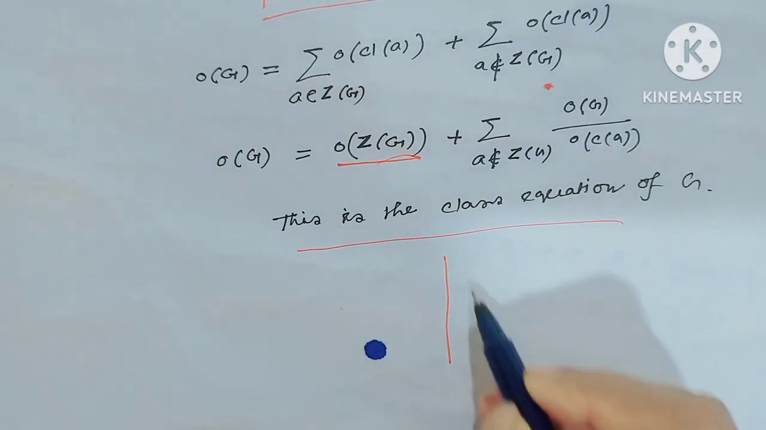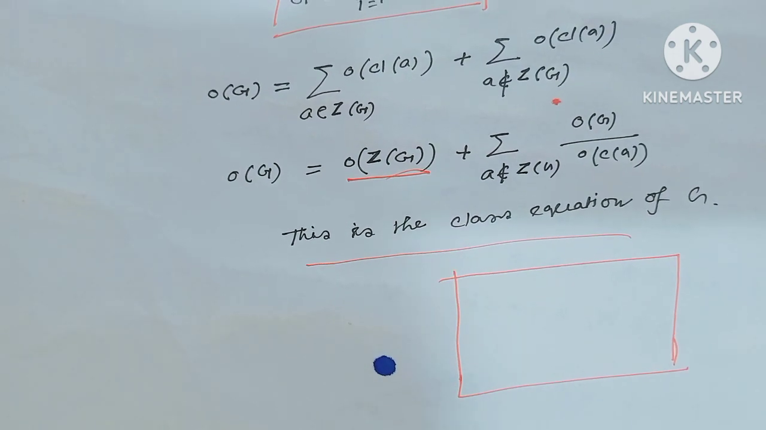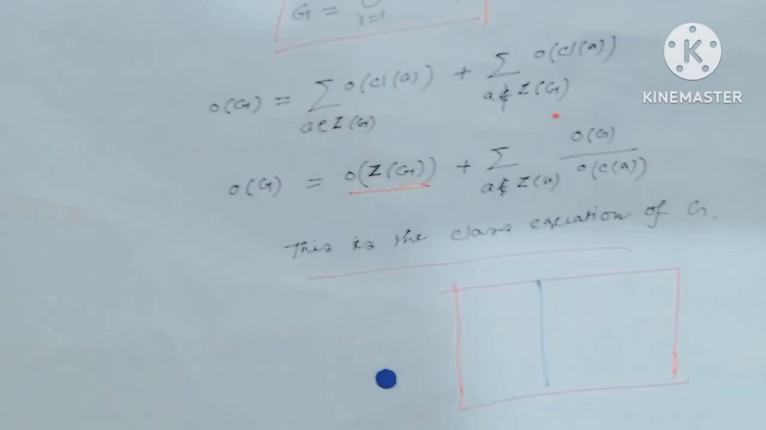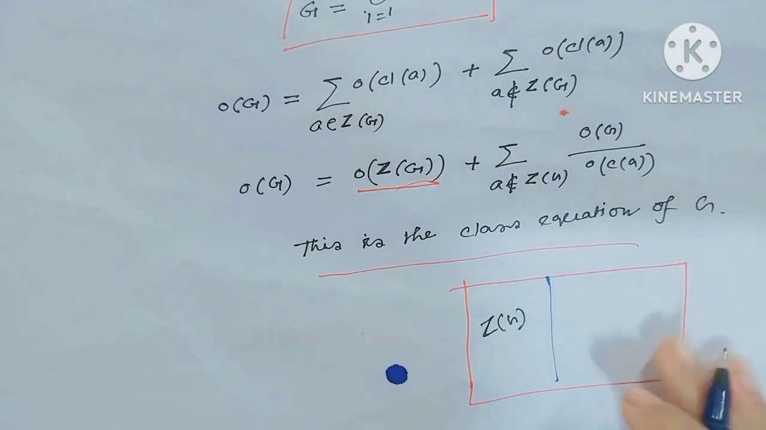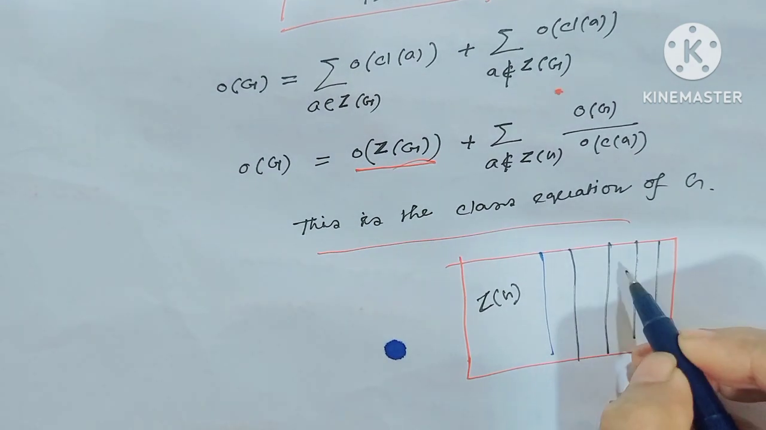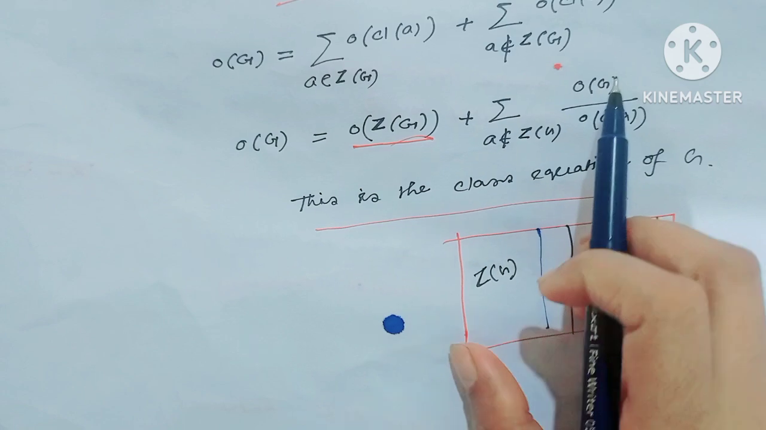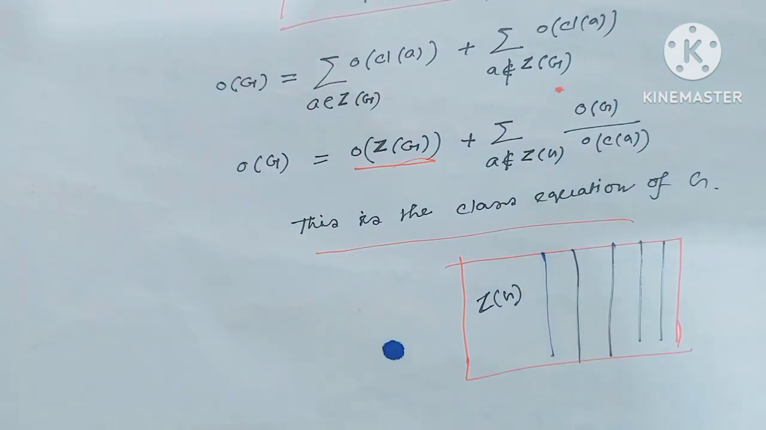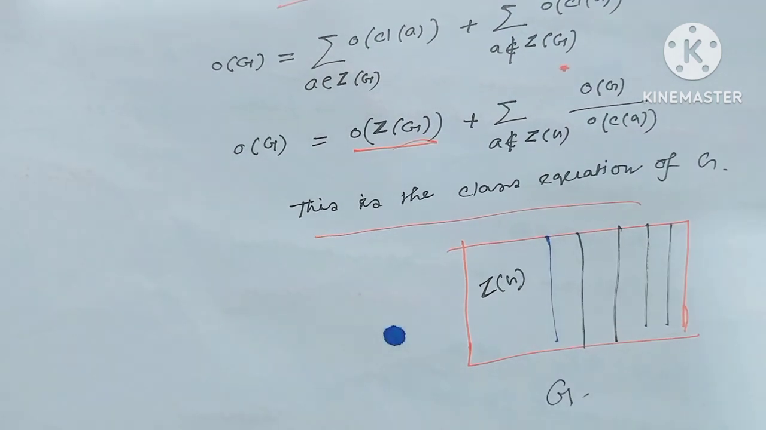That means the class equation of the group is actually a partition. These are the elements of Z(G), and the others are this type of coset count. Because we all know this is actually the number of cosets of the centralizer of a, and this is the class equation of the group G.